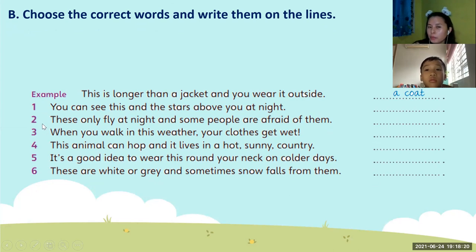Okay, how about number one? You can see this and the stars above you at night. What do you think is the answer? It's a moon. Okay, it's a moon. Try to write it with the correct spelling of moon.